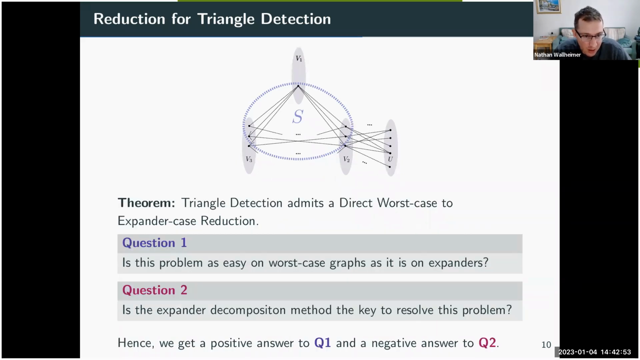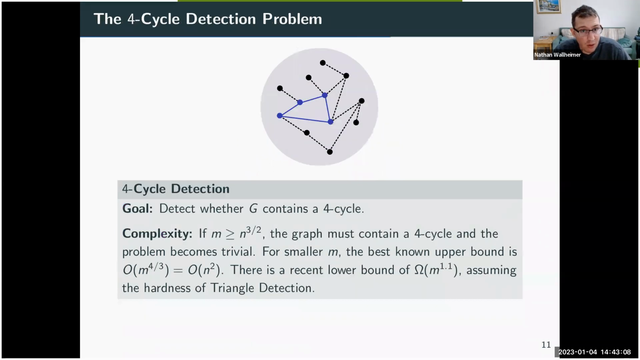So we obtained the following theorem that says that triangle detection admits a direct worst case to expander case reduction. And again, we get a positive answer to the first question and a negative answer to the second question. The next problem that I want to investigate is the 4-cycle detection problem. The goal here is to detect whether G contains a 4-cycle.